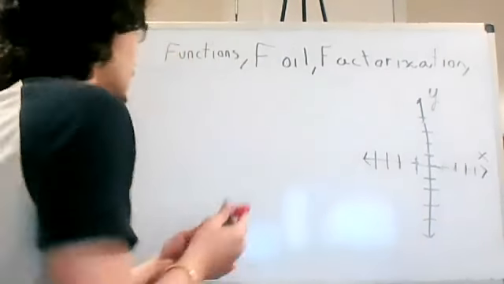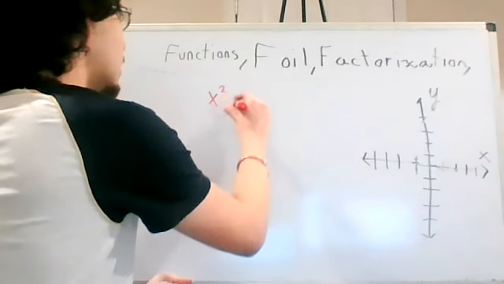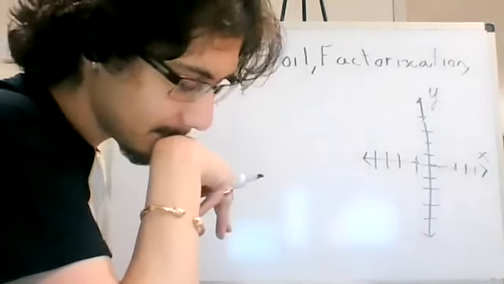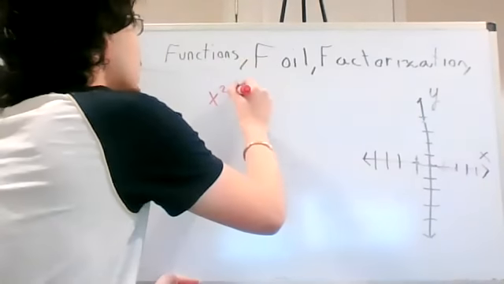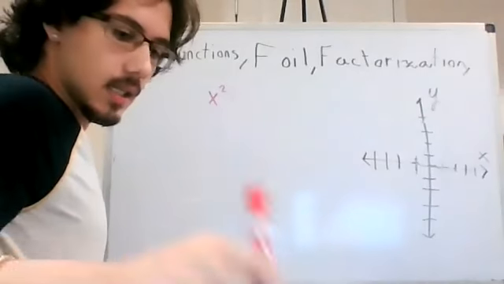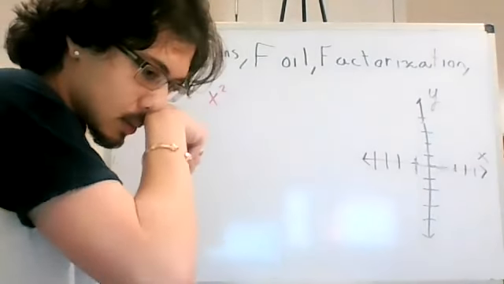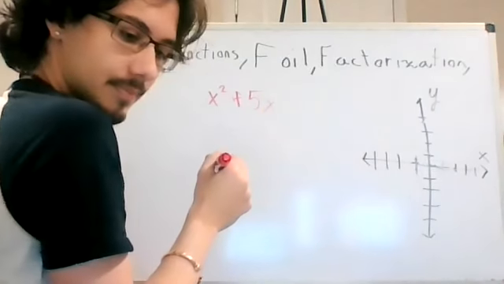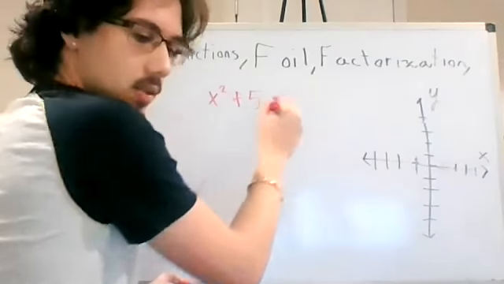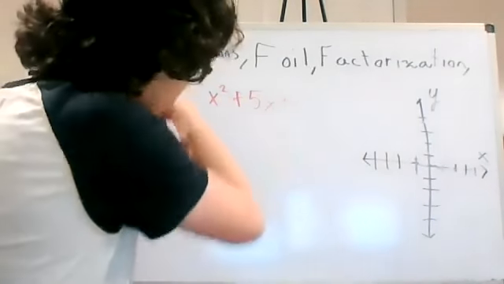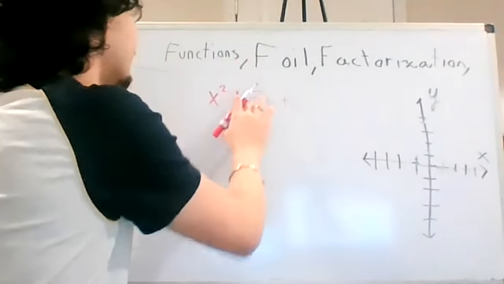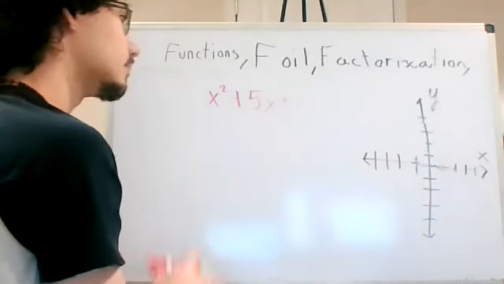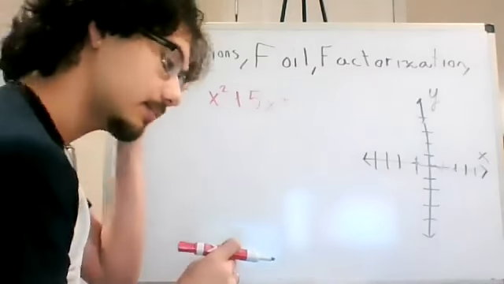That should be good. So let's say x squared plus 5x plus 1. That should work, yeah. X squared plus 5x plus 1. This doesn't work because you can't factor it.